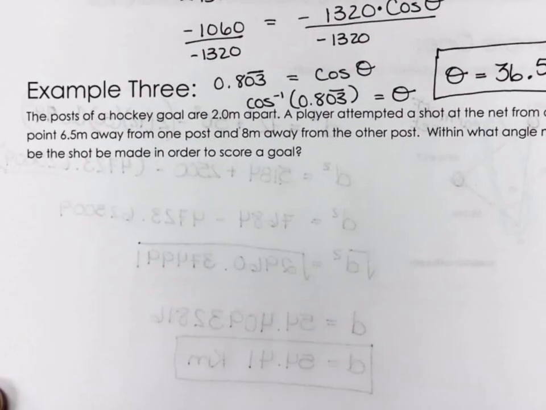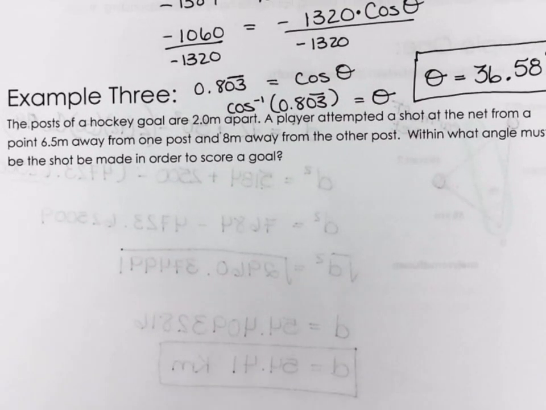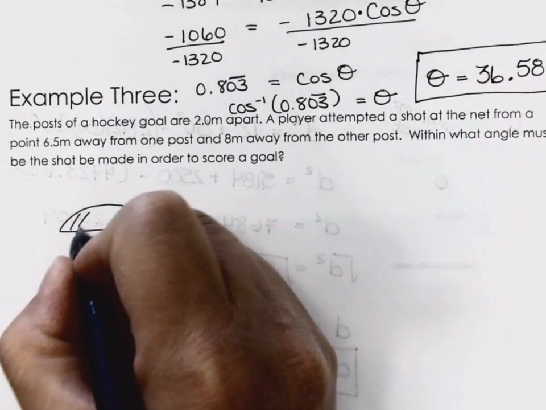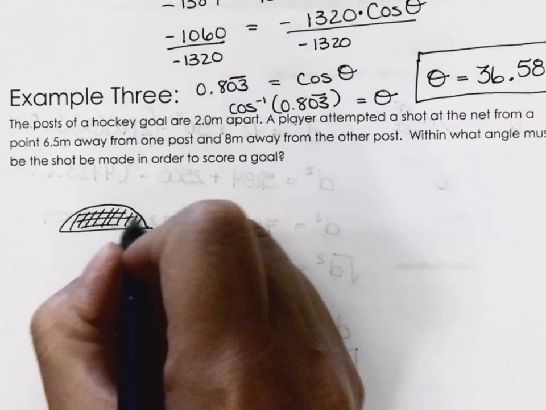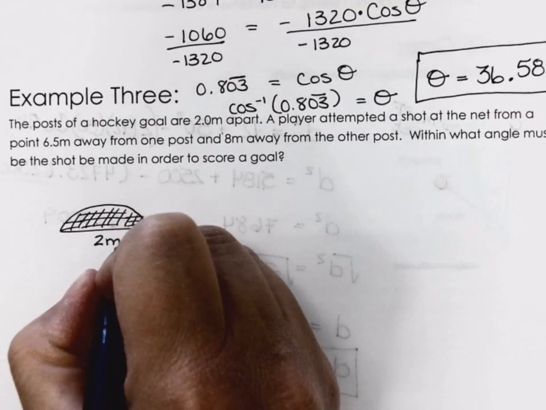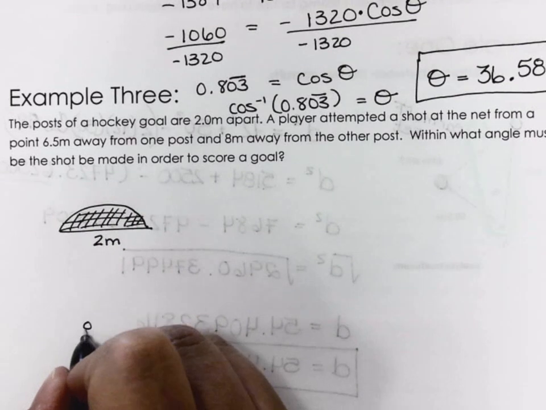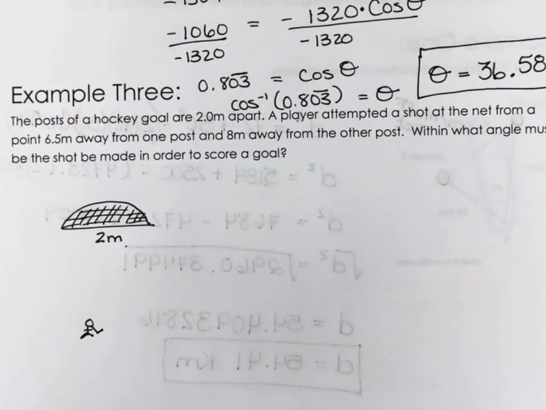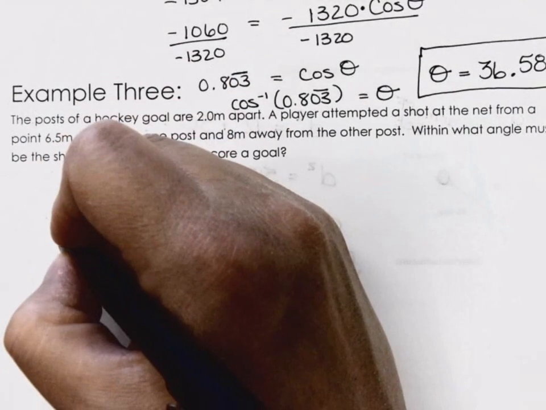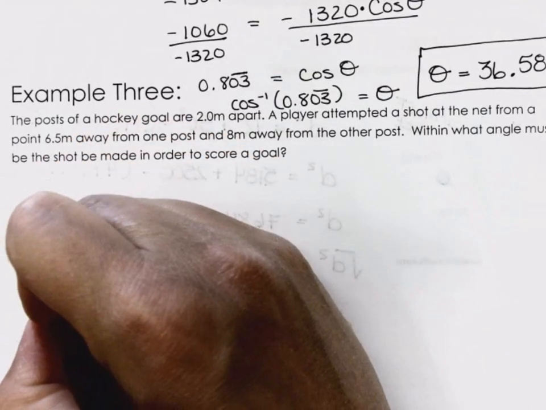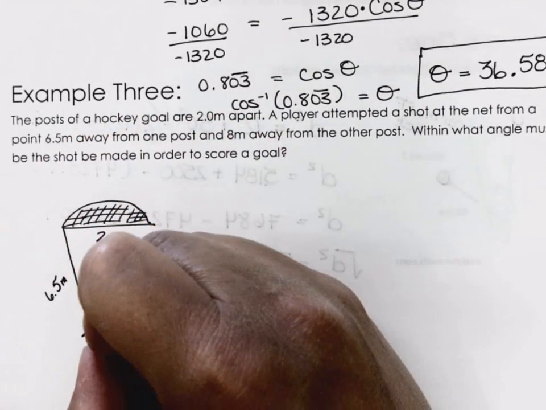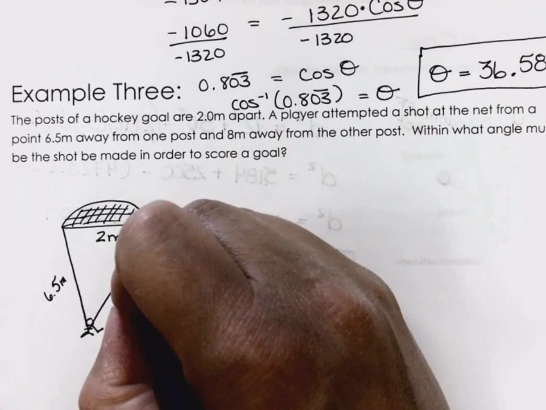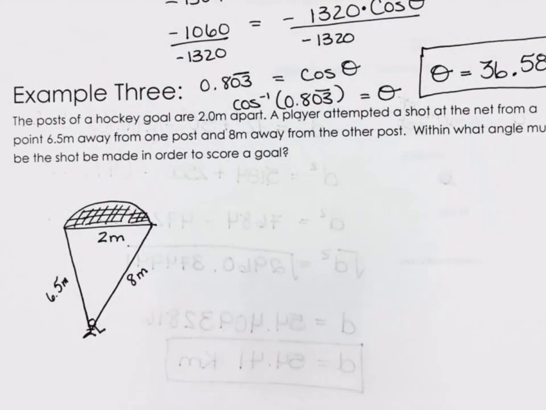Okay, last one's a word problem. You're gonna have to draw a pretty picture. The posts of a hockey goal are 2 meters apart. That's as good as I'm gonna get. That's 2 meters. We have a hockey player down here with his little hockey stick. I know you're pretty impressed with my drawings. And so he is 6.5 meters away from one goal post, and 8 meters away from the other goal post.